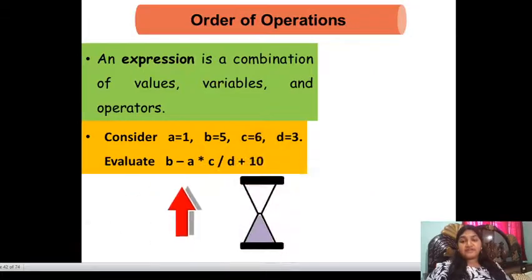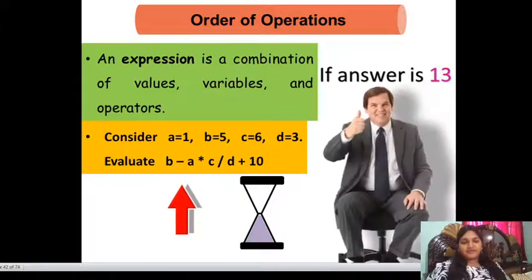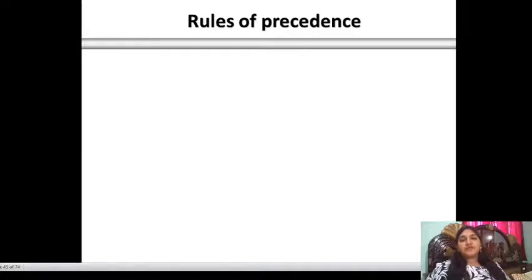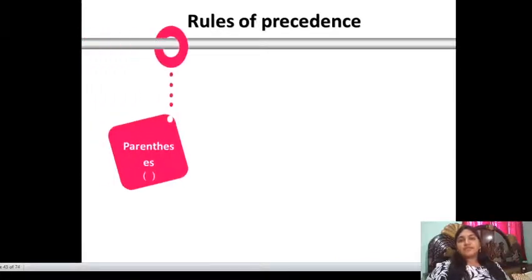Whenever we evaluate this type of expression, we get the answer. If our answer is 13, then it is perfect. Here we are taking just small values. But if the number of values is very high, the machine can't handle such operators directly. So we have to follow some rules of precedence. What are those rules?